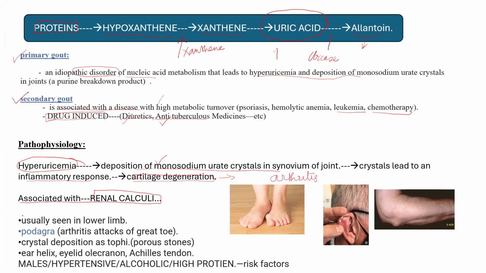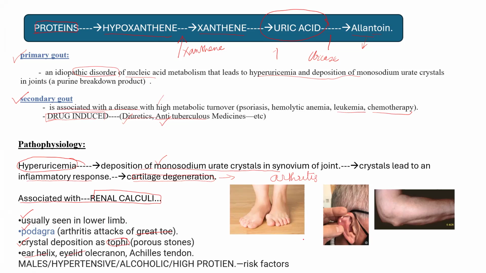So it affects the lower limb, can affect the upper limb also, but commonly the lower limb. There is podagra. Podagra is an arthritic attack affecting the great toe. Then there is a crystal deposition, which is called tophi. So the crystal deposition may happen in the ear, eyelid, olecranon, or Achilles tendon.